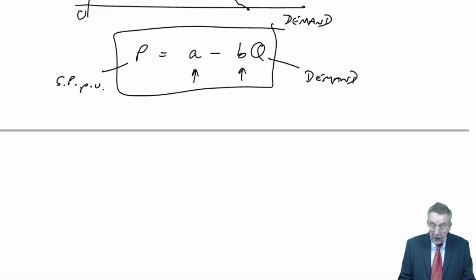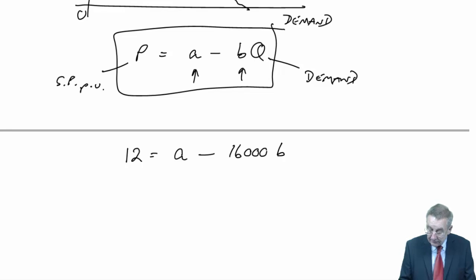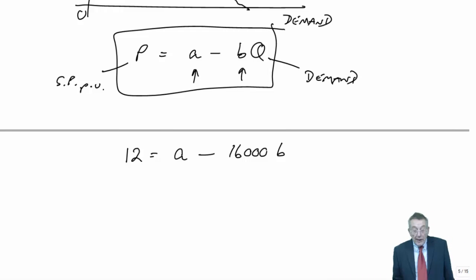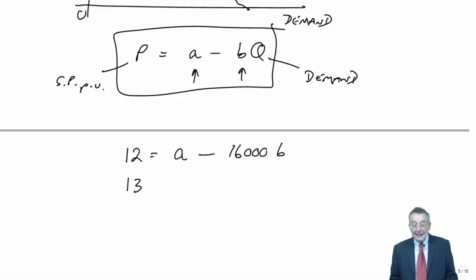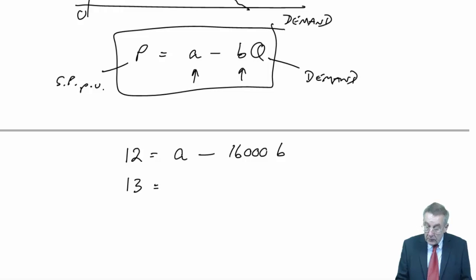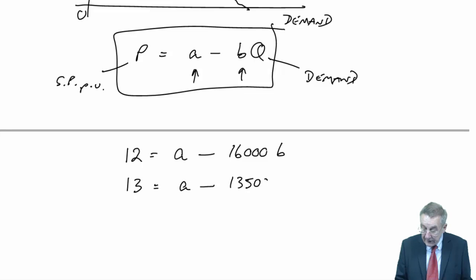What is it at the moment? At the moment, P, the selling price, is 12. It's equal to A minus B times the demand, 16,000B. The question says if we increase the price by $1, so if the price went to 13, that'll be equal to A minus the demand will fall by 2,500 units. So instead of selling 16,000, we'd sell 13,500.